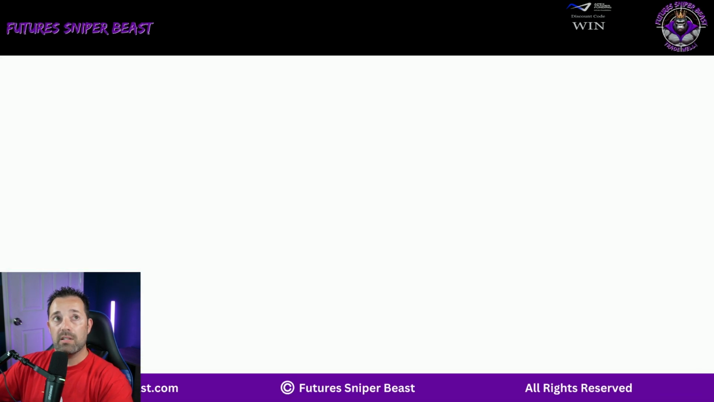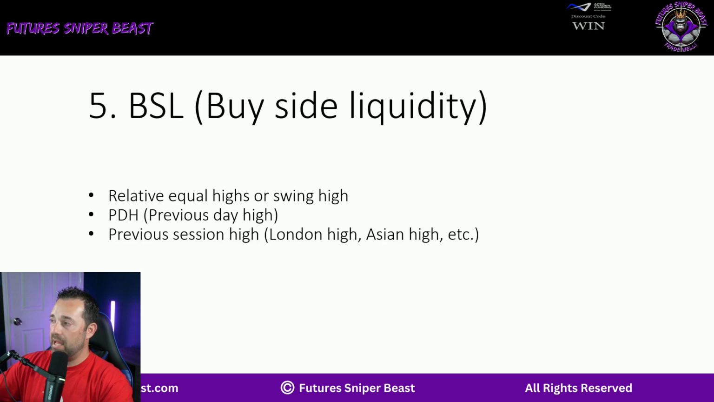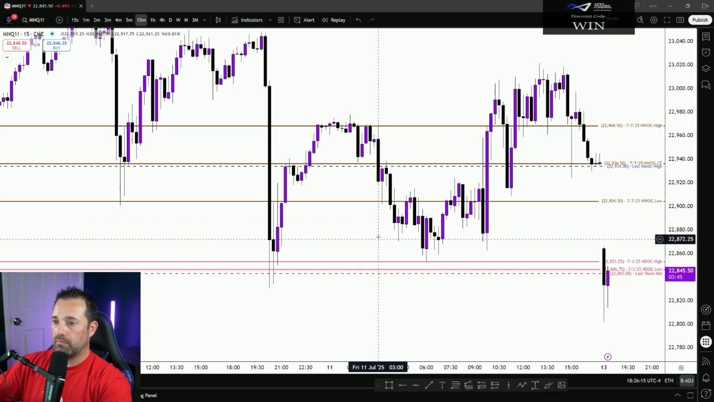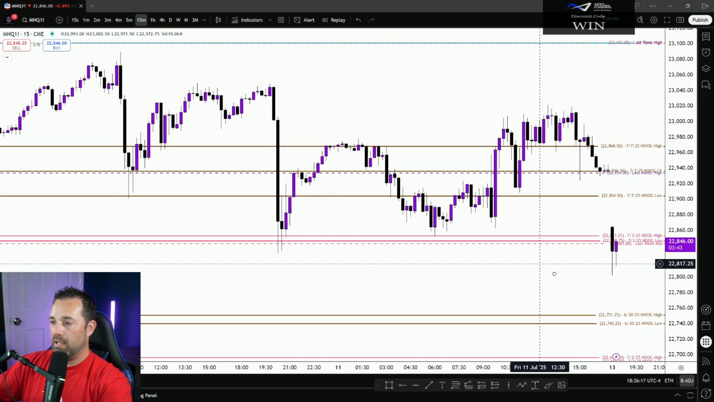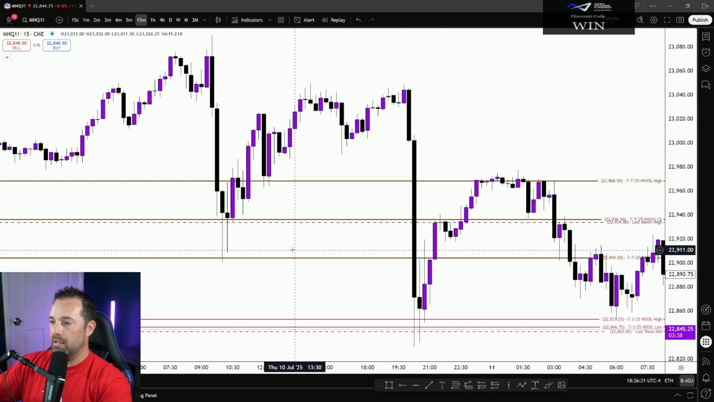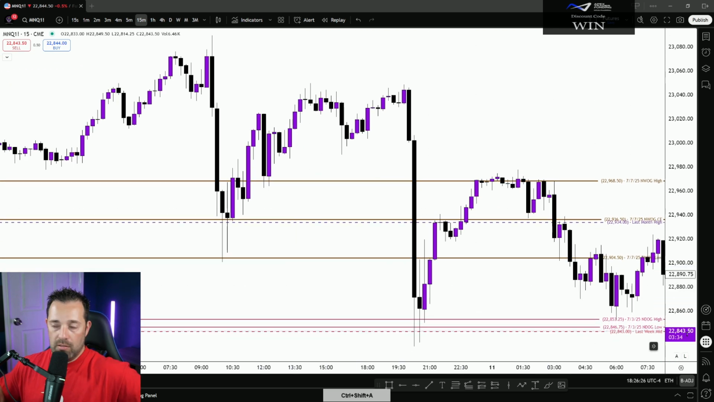Now we're going to jump on to the next one, which is buy side liquidity. Basically the same thing, just on the upper side of the market. That's all. That's literally all it is. So if we go back to the chart here, and let's look at this like this. So if I'm looking here, I can look and say, man, there's a lot of buy side liquidity, because I would look at these right here.